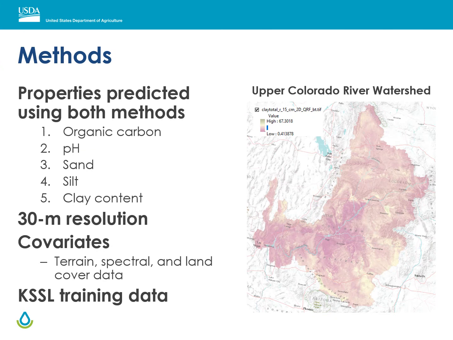We chose the Upper Colorado River Watershed for the study area to follow recent DSM work completed in the area by our team member, Travis Nauman of the USGS. We chose 5 key soil properties to predict at 30-meter spatial resolution using a variety of covariates and the Kellogg Soil Survey Laboratory data for the training data.